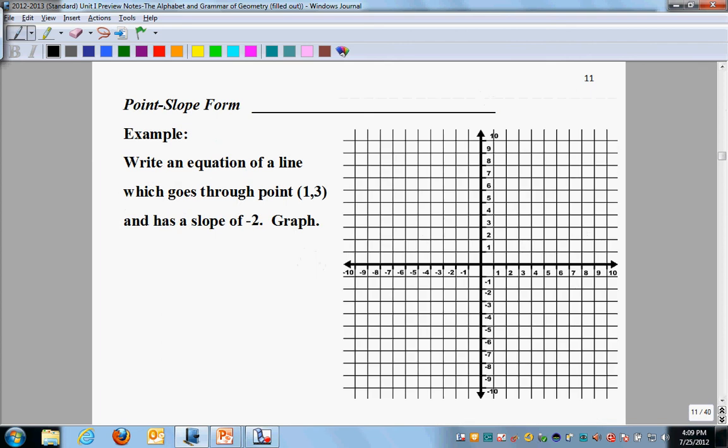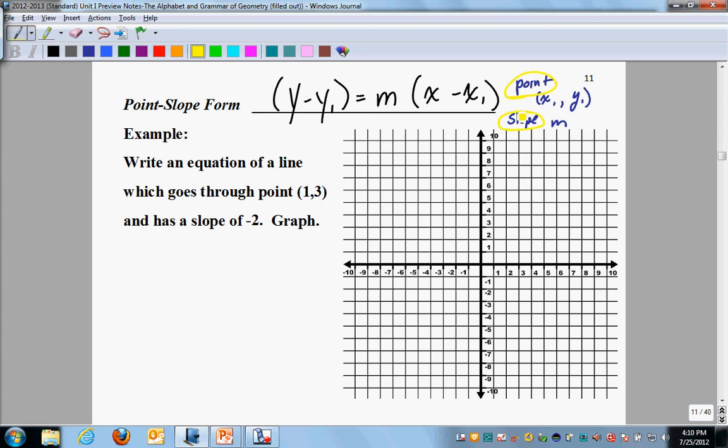The last method, and the one you most likely do not remember, is something called point-slope form. Point-slope form looks like this. y minus y1 equals slope times x minus x1. Why is this called point-slope? Because we use it when you have a point, which is the x1, y1, and you have a slope, which is m. That's why we call it point-slope form.